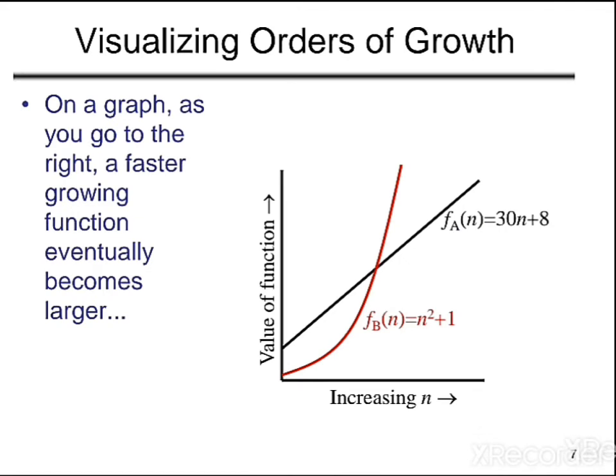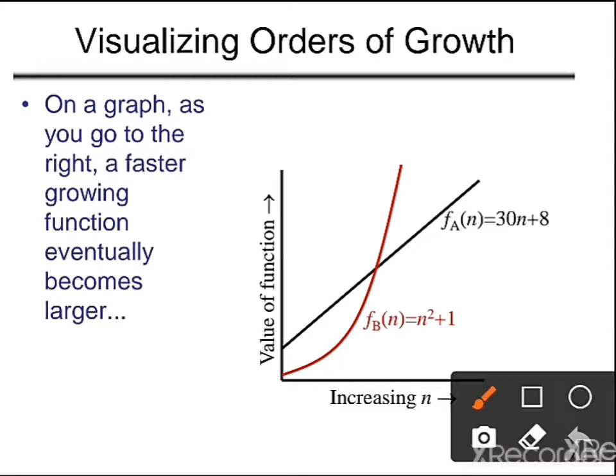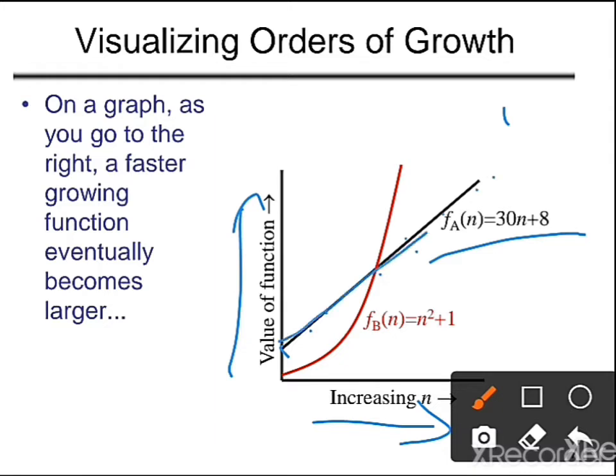Here the order of growth is represented using a graph. Here on the x axis we represent the increasing n value, and vertically we represent the value of the function. So this first function is f a of n, 30n plus 8. First we give n the value 1, then the next values 2, 3, 4, 5. As the value of n increases, we draw a graph like this. Then the second function f b of n is equal to n square plus 1. As the value of n increases, this function grows like this.